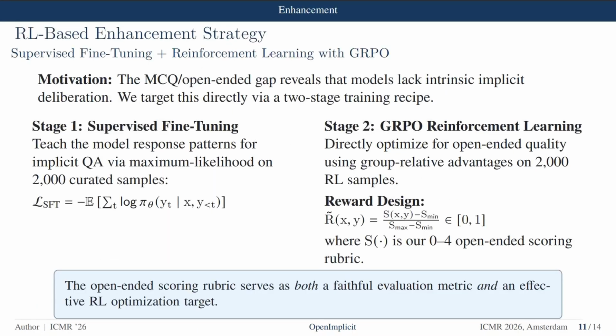Beyond evaluation, we investigate whether implicit reasoning can be actively improved. We propose a 2-stage training recipe: supervised fine-tuning followed by reinforcement learning using GRPO. We curate 4,000 additional training samples, 2,000 for SFT and 2,000 for RL. The key innovation is our reward design. We use the open-ended implicit answer scoring rubric as the sole reward signal, normalized to the 0 to 1 range.